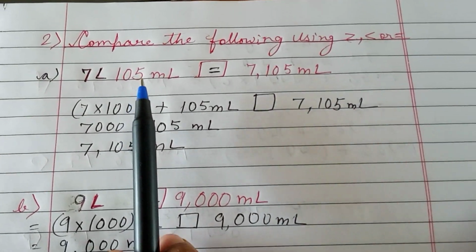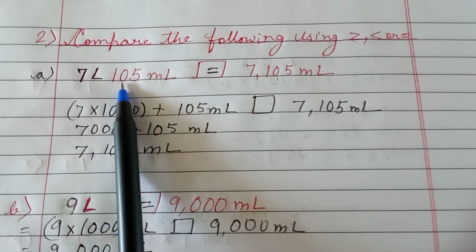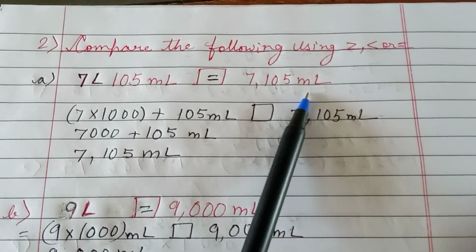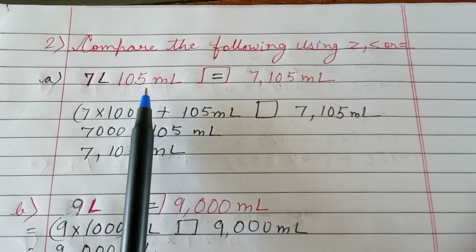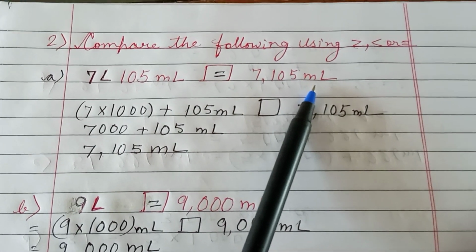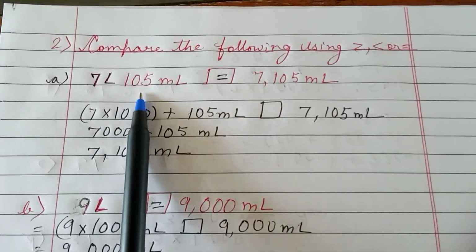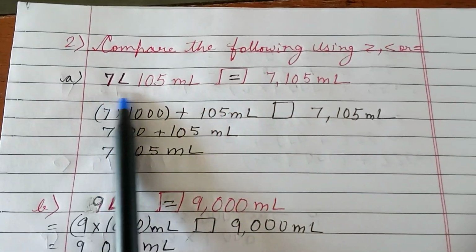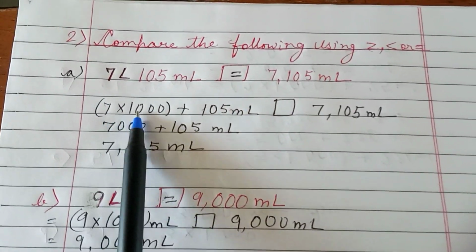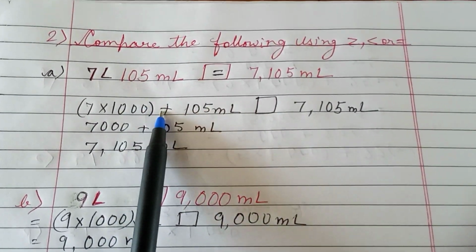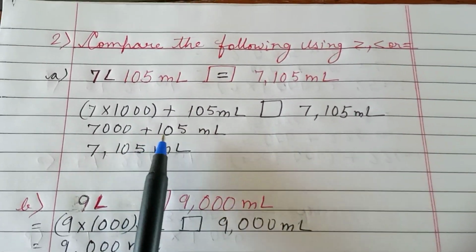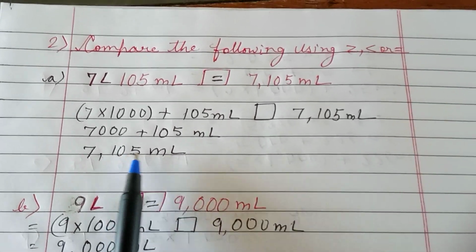In the first question, children, you may look here. This side we have liter also and milliliter also. But on the second side we have only milliliter. As you know, we have to bring both the sides to the same unit. So here it is only milliliter. So we will bring this side also to milliliter. So convert this number into milliliter. So 7 liter means 7 multiplied by 1000 milliliter plus this 105 you write here. So we have 7000 plus 105 ml, that is 7105 ml.